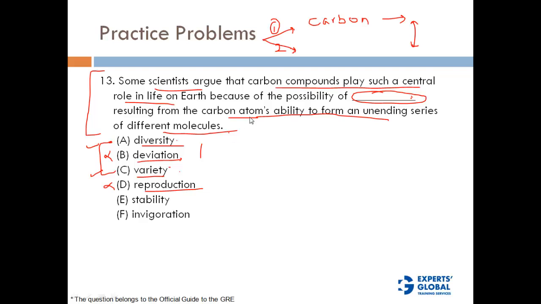Reproduction. Yes, we are talking about carbon's ability to reproduce, so to speak, but it does not result in reproduction. Stability, it does not result in stability. Invigoration, it does not result in invigoration. So the correct answers here are A and C. These both are effects of carbon's ability to form an unending series of different molecules, and when we put these words back in the sentence, we get a complete sentence. So the answers here are A and C.